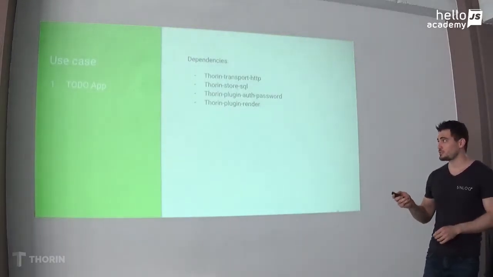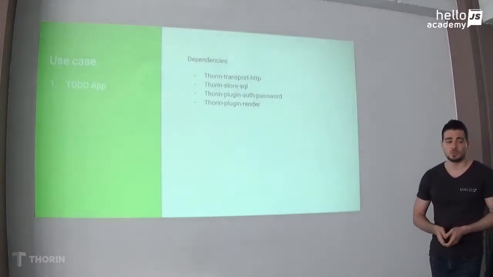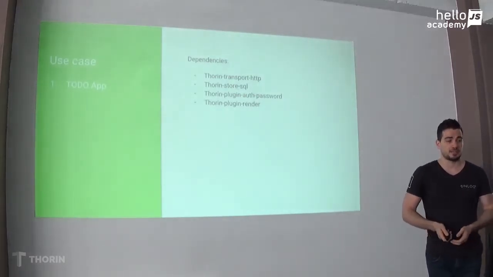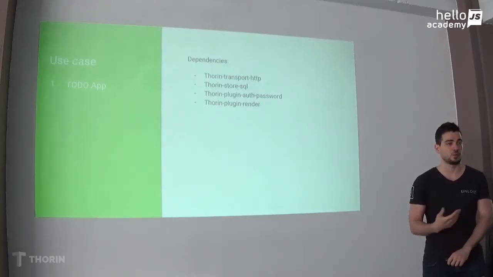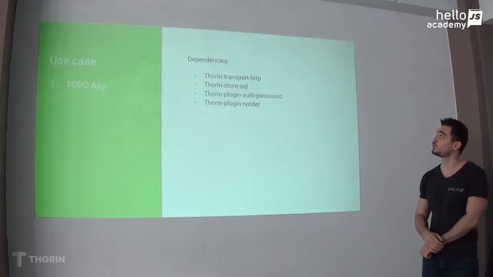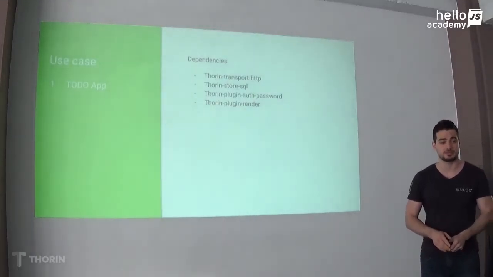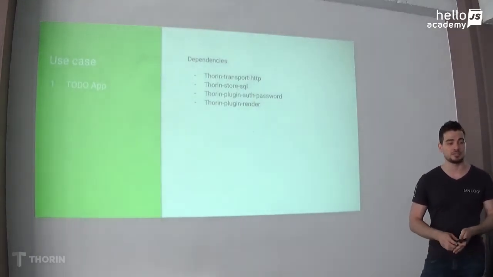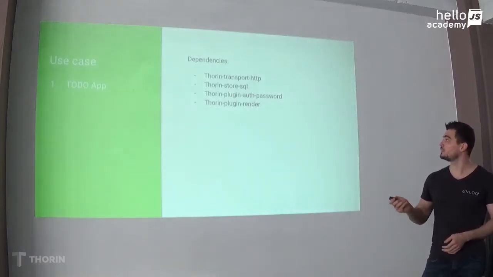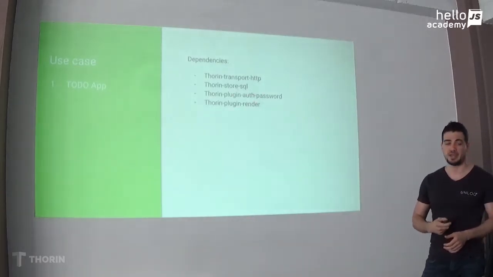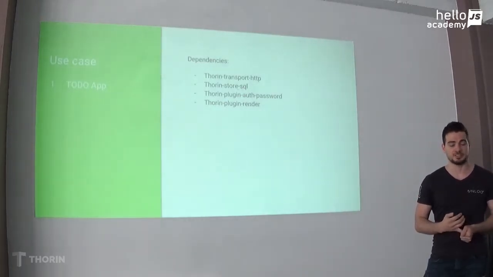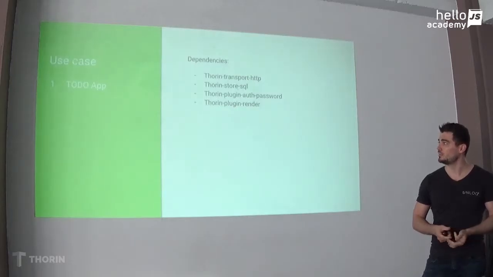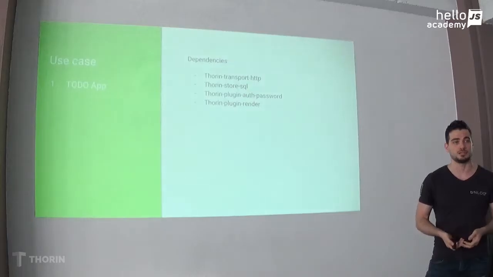So I'm just going to give you a small example of use cases inside a real-world application. If you want to build a to-do application, you would use an HTTP transport as your web server. You would use the SQL store as your storage mechanism to create a to-do model, an account model, and so on and so forth. You may be using the auth password plugin to just have the username and password authentication mechanism in your application. And finally, you can use the render plugin to just render out all the HTML that you want.